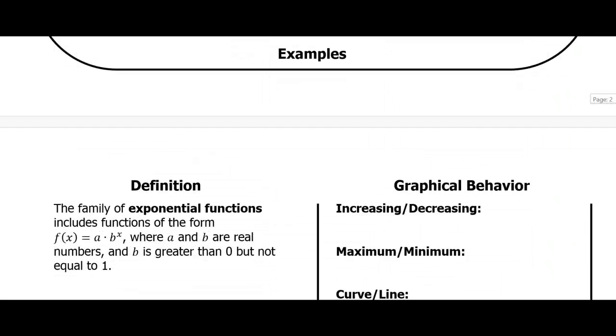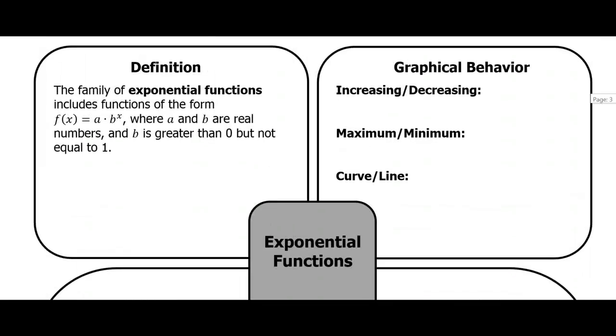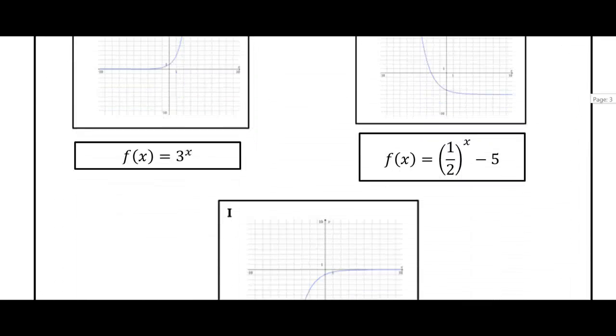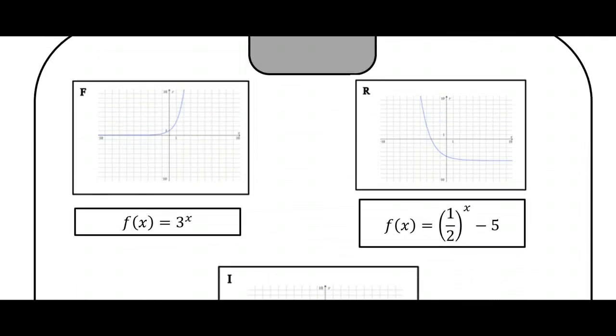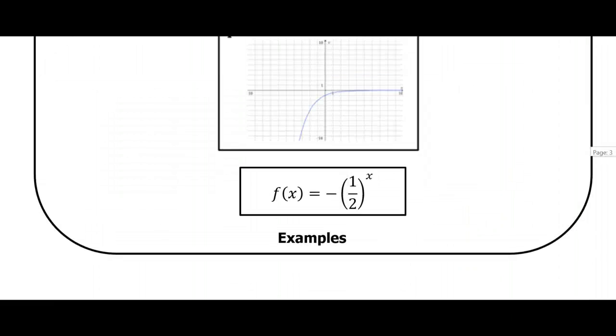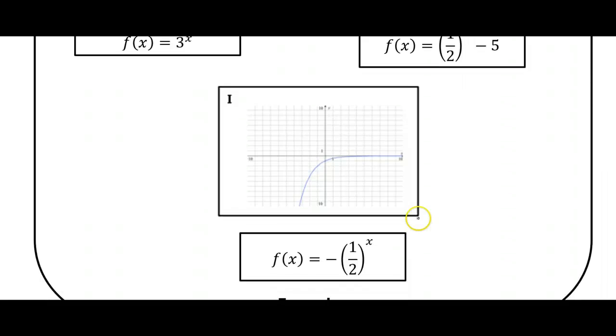Moving on to the next page. The next page we have our exponential functions. These are the 3 exponential functions. F of x equals 3 to the x power should match with graph F. F of x equals 1/2 to the x power minus 5 matches with graph R. And then finally, f of x equals negative 1/2 to the x power matches with graph I.